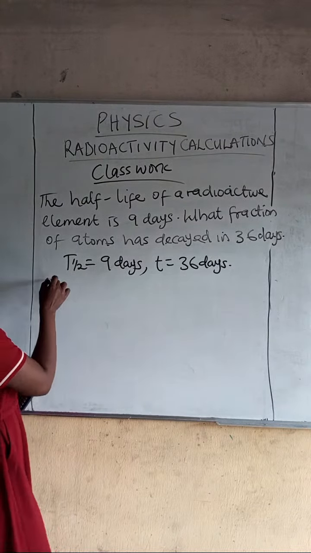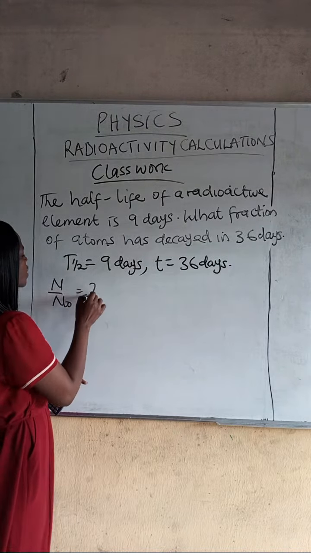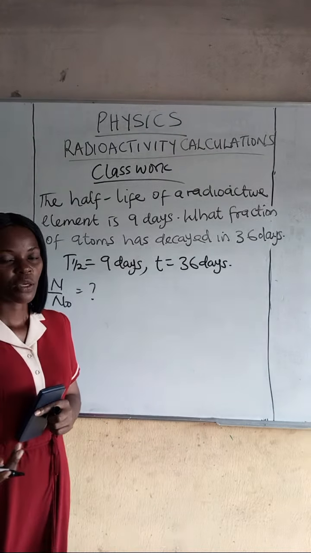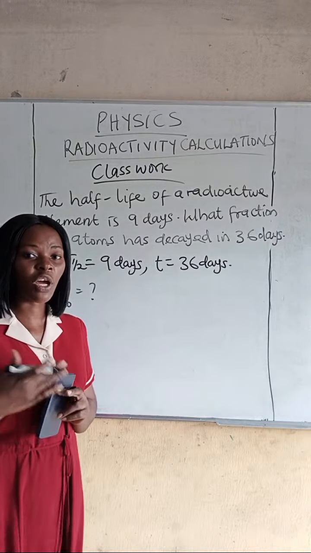The fraction we're looking for is N over N naught, right? That is what we're looking for. We're not looking for the fraction that remains. We're certainly going to get the fraction that has remained, after which we'll now solve for the fraction that has decayed.